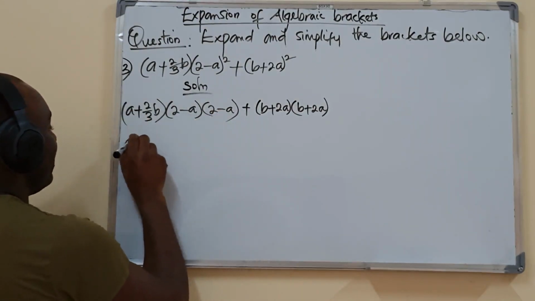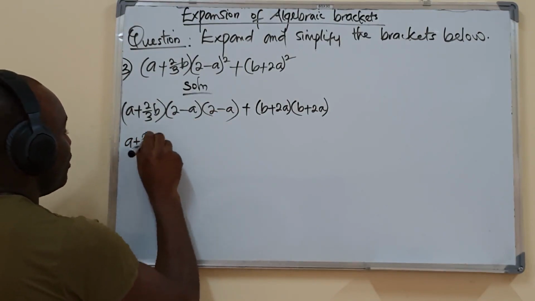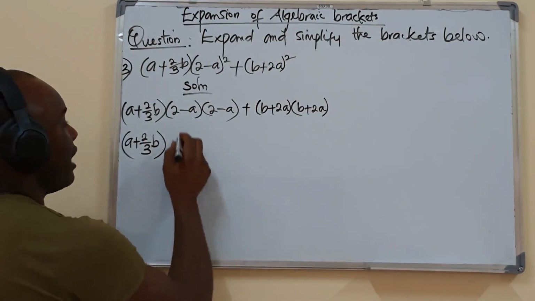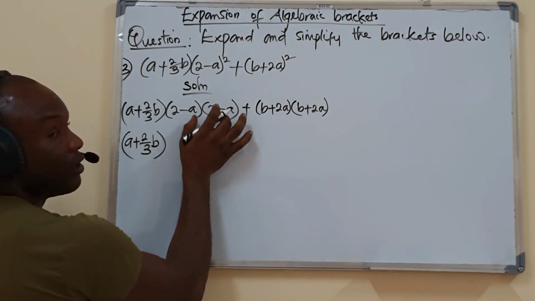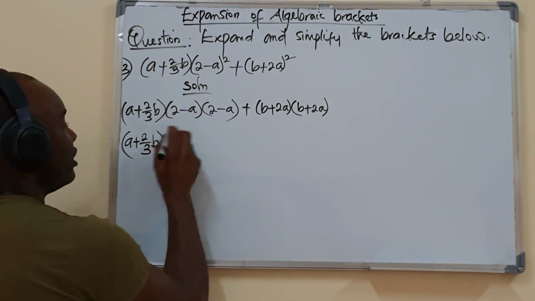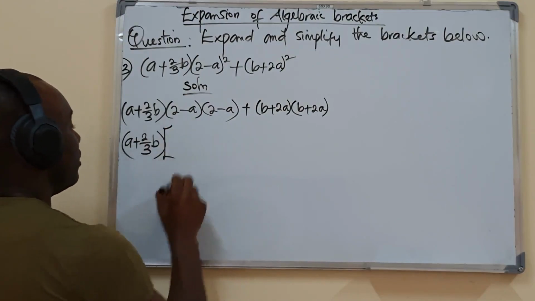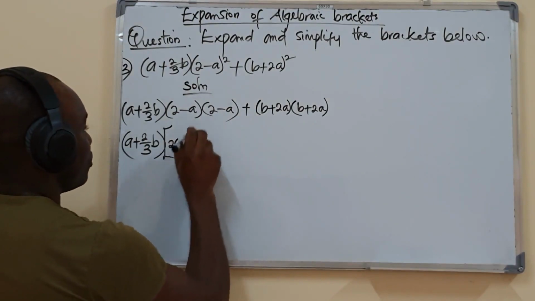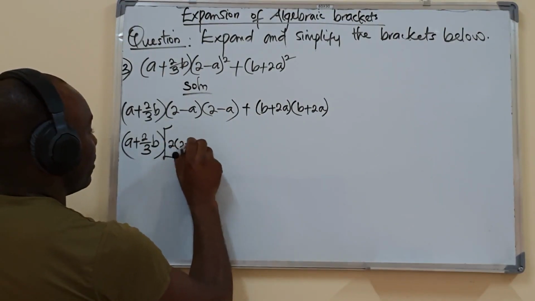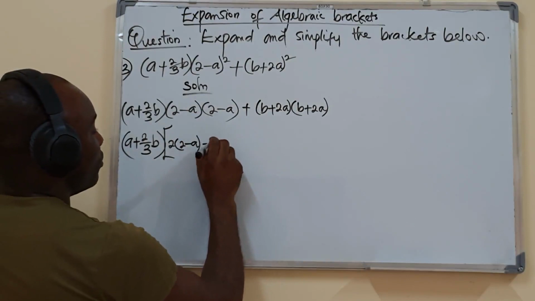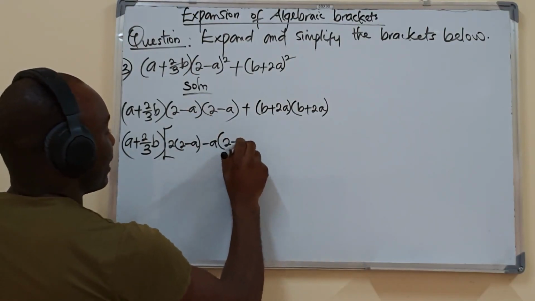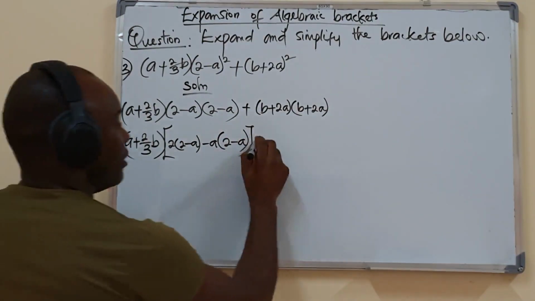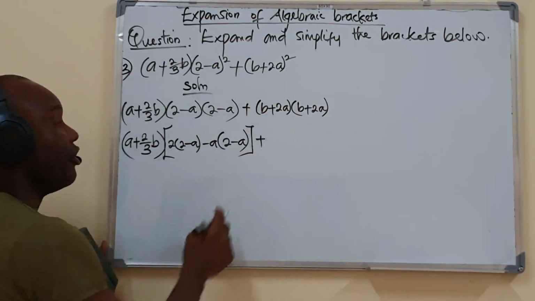So I bring down my a plus 2/3 of b, close this bracket. Let us expand this. And to do that, I'll be multiplying everything inside one bracket by the other. Since we already know how to do that, we can also bring it down to make it easier. So the first two will go to multiply 2 minus a. And after that, we use the negative a to open up the bracket again by multiplying it with the same 2 minus a. This is done. Plus, which is this plus we have here.